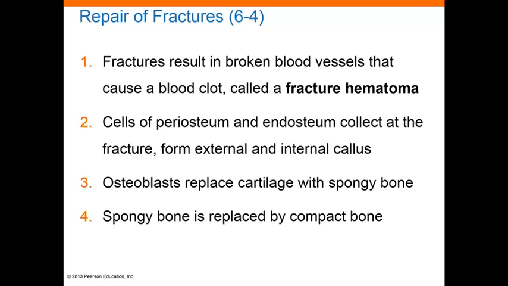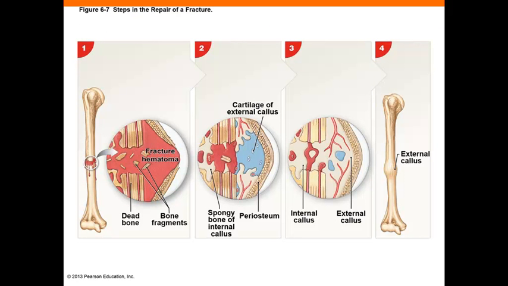Bones usually heal as long as the blood supply remains and the cellular components of the endosteum and periosteum survive. Here are the 4 steps in the repair process, which may take between 4 months to over a year. Let's take a look at a picture as we discuss these 4 steps. In step 1, the fracture will result in a broken blood vessel, and this will cause a blood clot called a fracture hematoma to form. This closes off the blood supply and can lead to the death of osteocytes. And if you have a death of osteocytes, you'll have dead bone on either side of the fracture.